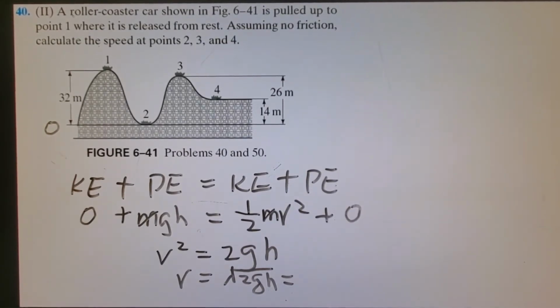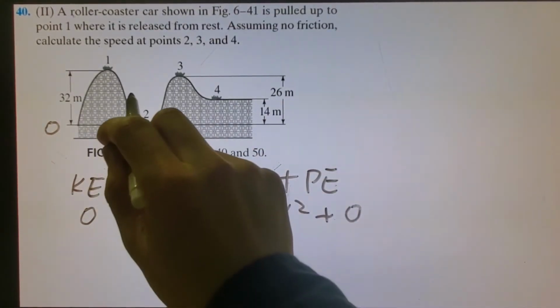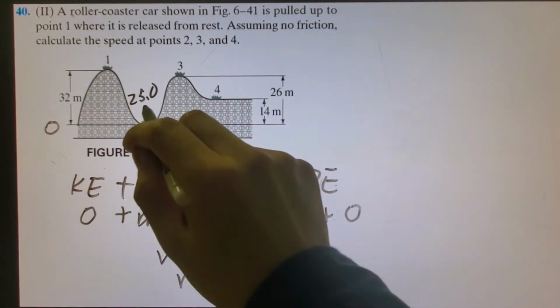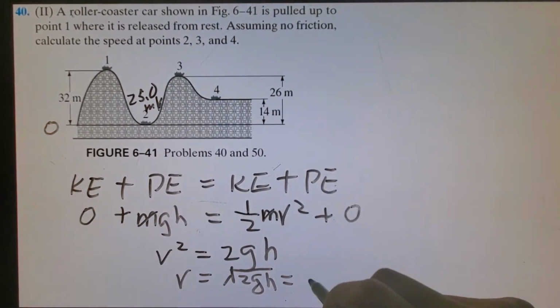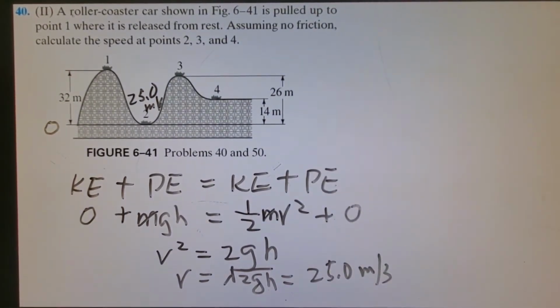So 2 times 9.8 times h is 32, and I take the square root of it, it's 25.0. So V at this point is 25.0 meters per second. All right, so that's how we solve for point two.